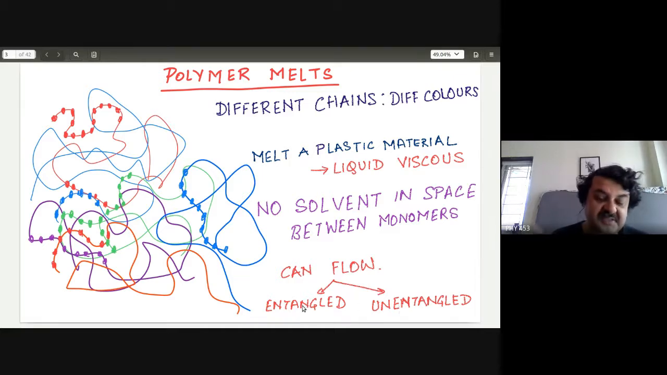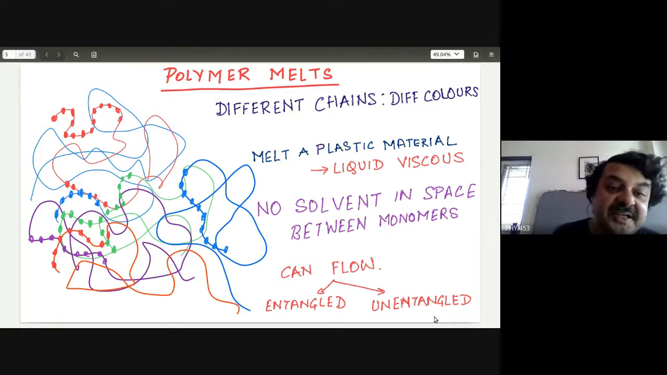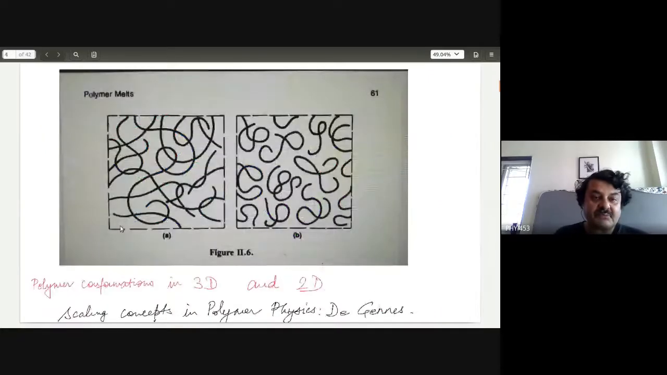If it's entangled, its viscosity will be very high. But if it's unentangled, relatively low, and if it's cross-linked, then it can flow to some extent, but it will have some solid-like characteristics. So this is a dense polymer melt, where a large number of polymer chains are interacting with each other. So what are the kinds of questions that you can ask?